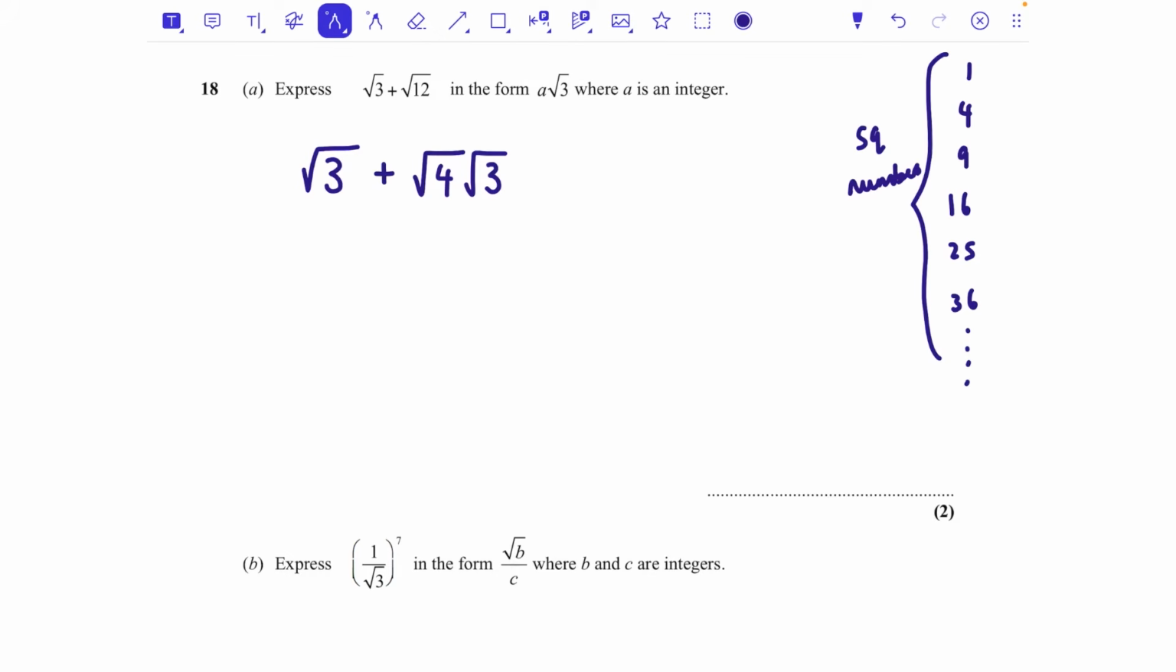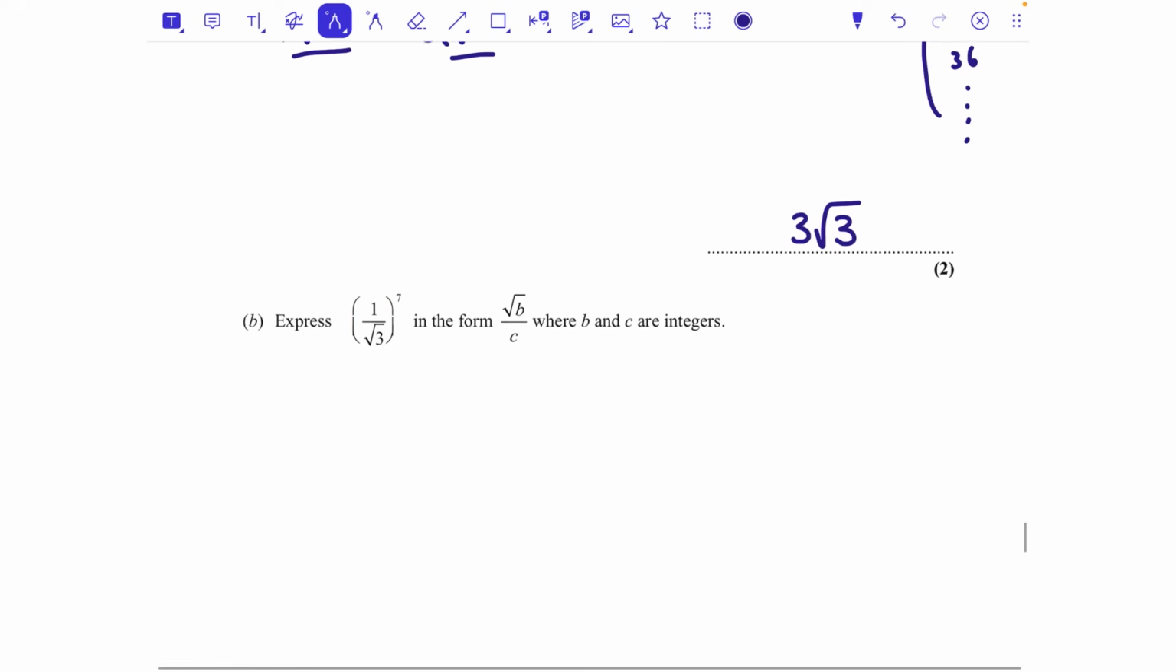Because 4 is a square number, it's the biggest square number that goes in, and then we need to use 3 with it because 4 times 3 is what makes 12. Now the reason you have picked root 4 is because root 4 becomes 2. That is the square root of 4. So this becomes root 3, which is 1 root 3, although we don't need to write the 1, add 2 root 3, and now that they're both root 3's, we can add them together. So that is going to be 3 root 3.